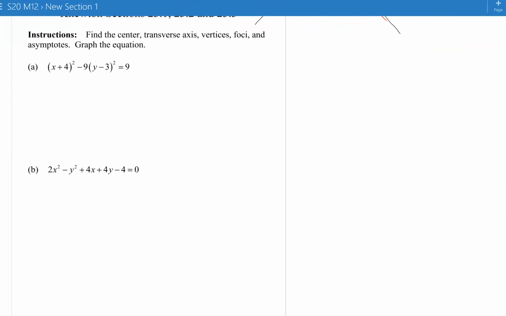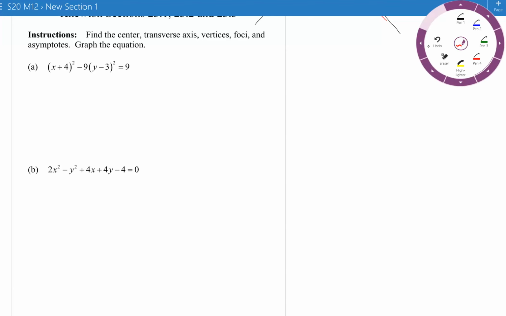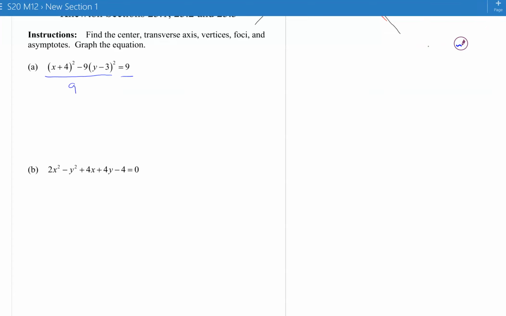So let's look at an equation where it's not quite set up in the standard form yet. So let's get that part done first, where we need to divide both sides by 9 and get x plus 4 quantity squared over 9 minus y minus 3 squared. And you can put over 1 if that helps you see what to do, but usually we don't write divide by 1.